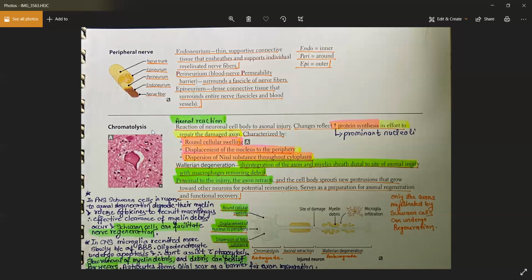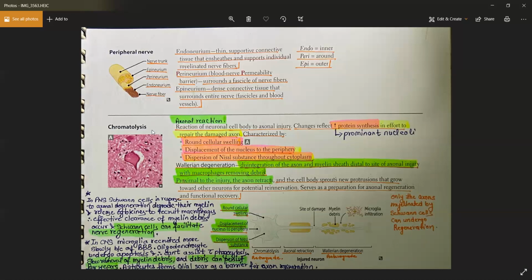Do we have to learn those layers, like where specifically each layer lies? Yeah, you do need to remember, because some syndromes can cause inflammation of the epineurium, and some syndromes can cause inflammation of the endoneurium, like Guillain-Barré syndrome. Remember, it can cause inflammation of the endoneurium. So for that purpose, you need to remember.